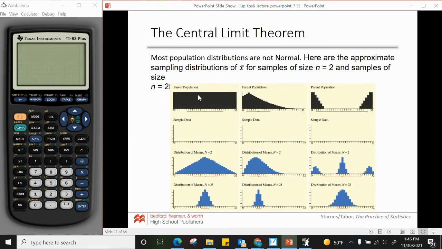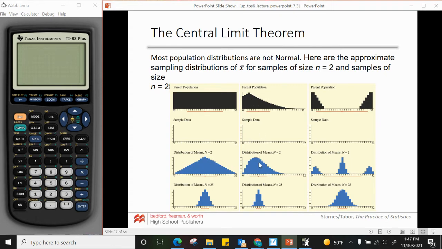So if I had a uniform distribution, a skewed right distribution, or a bimodal distribution, and I took samples of size 2, my uniform distribution kind of looks normal, or at least looks symmetric, but maybe not normal.